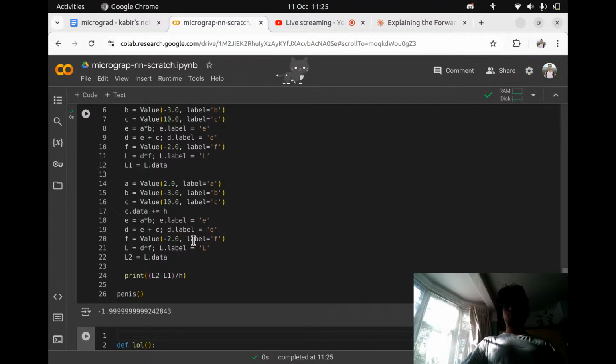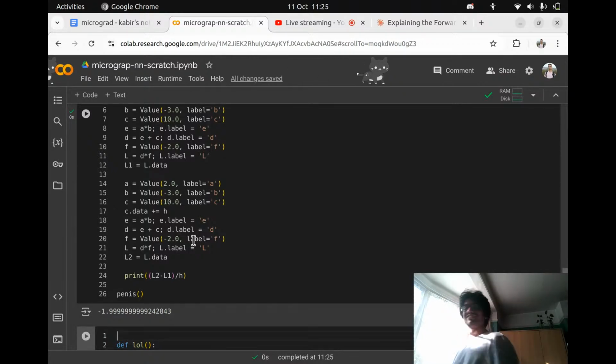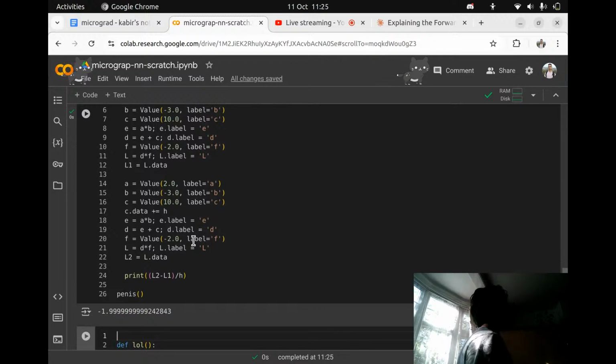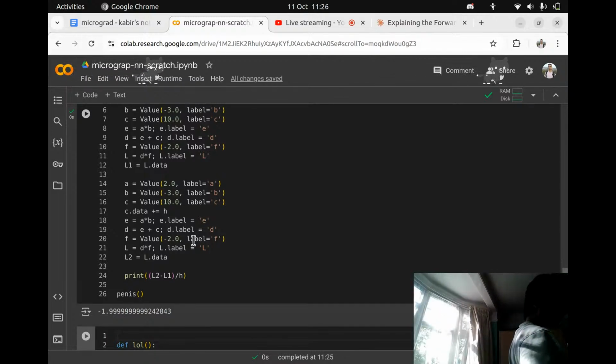And we have to be careful because L is a value node, so we actually want its data, so that these are floats divided by h. And this should print the derivative of L with respect to a.